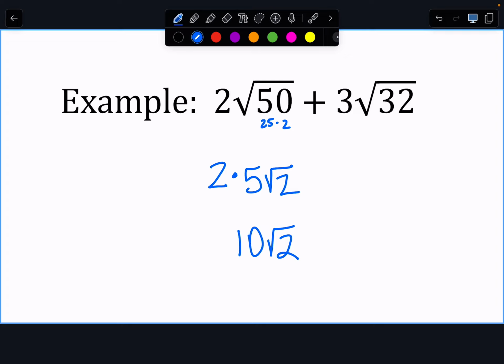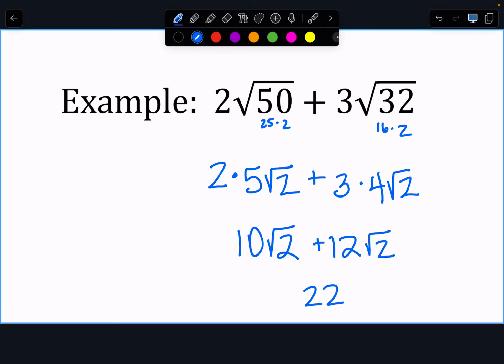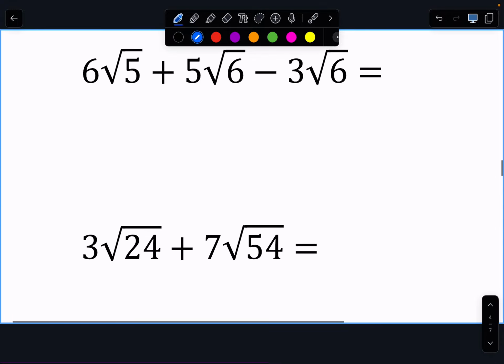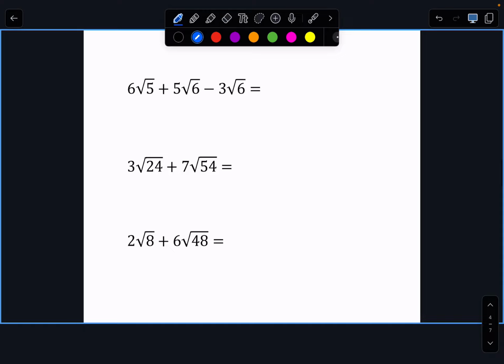All right, now 3 radical 32. I know 32 is what, 16 times 2? So 16 times 2 means this is really 4 radical 2. Times the 3 means 12 radical 2. Derek got there way before us. 22 radical 2. That's the point. Okay, go to the next page. You have these 3 to do.